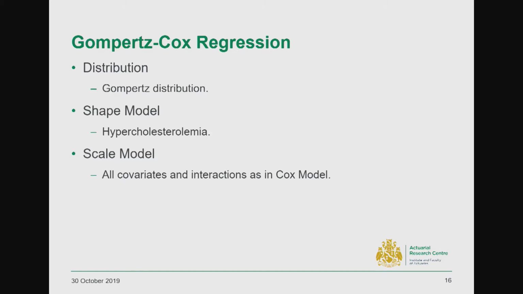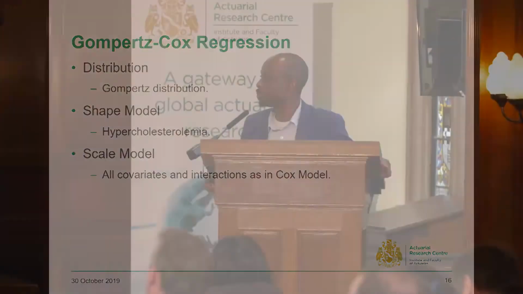With this information, we used the Gompertz regression, or the double Cox regression mentioned by Elena earlier on, which takes into account the shape model and the scale model. The shape model tells you about the change over time. For the shape model, we used hypercholesterolemia because it is the only variable violating the proportional hazards assumption. For the scale model, we added everything and the interactions. And this is what we got.